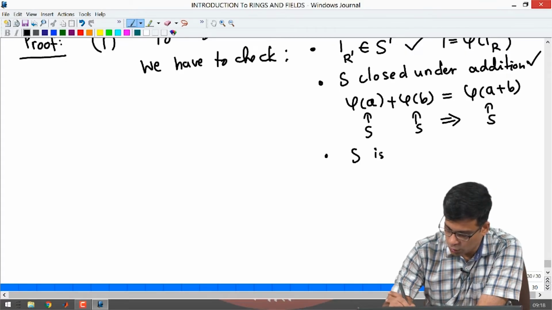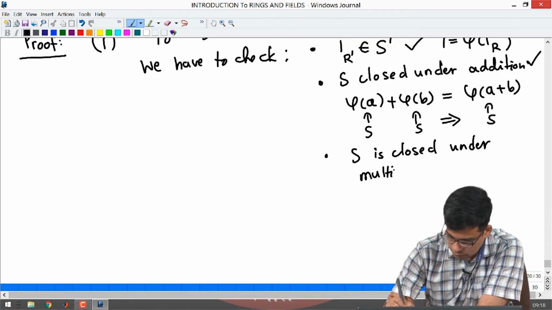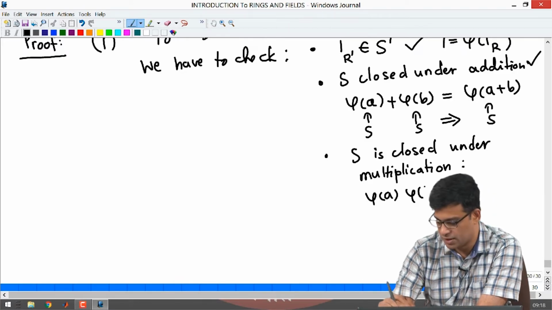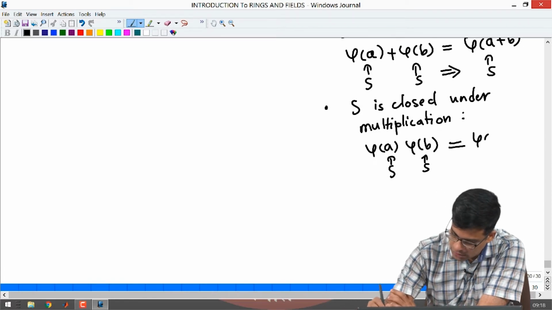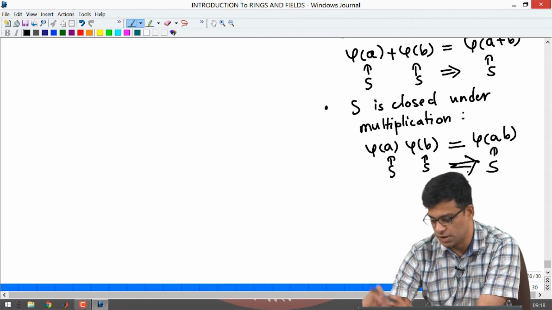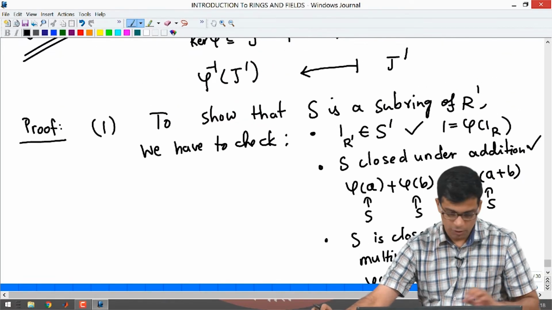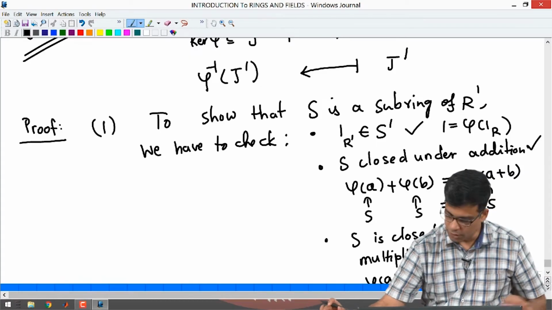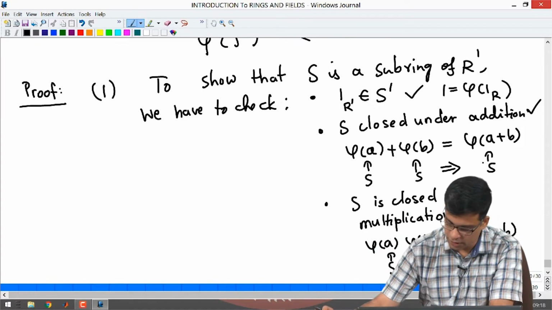And the third property is that S is closed under multiplication. This is also trivial, right. So, this is exactly the same calculation. This is because if you take 2 elements of S, they are by definition of the form phi A and phi B, their product is, because phi is a ring homomorphism, phi AB, which is again by definition in S because it is the image of AB. So, S is a subring. Okay. So, this is easy to check, and I will not go into more details of this, but so this proves that S is a subring.